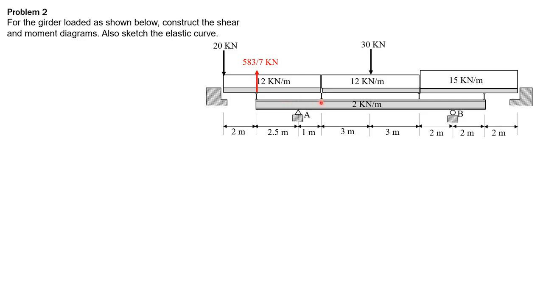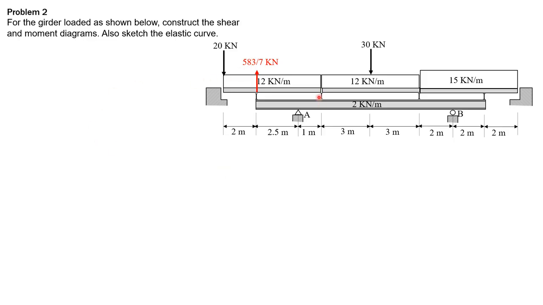So reaction times 3.5 equals 12 times 5.5 times 2.75 plus 20 times 5.5. So again, 12 times 5.5 times moment arm 5.5 over 2, then plus 20 times 5.5, then divided by the distance between this reaction here and this point here, which is 3.5. So divided by 3.5, it will give us 583 over 7.